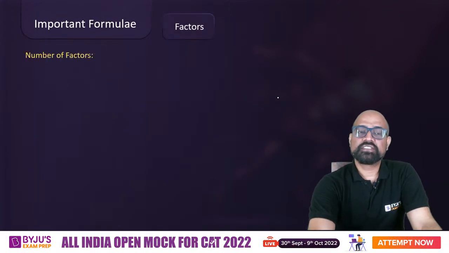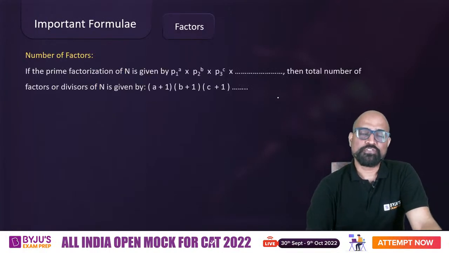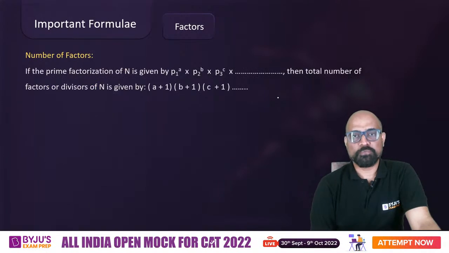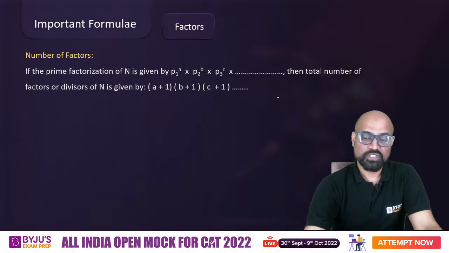Next, factors. If a number is written in the form of P1 to the power A into P2 to the power B into P3 to the power C, where P1, P2, P3 are prime numbers, the number of factors is given as (A plus 1), (B plus 1), (C plus 1), and you will multiply all of those.